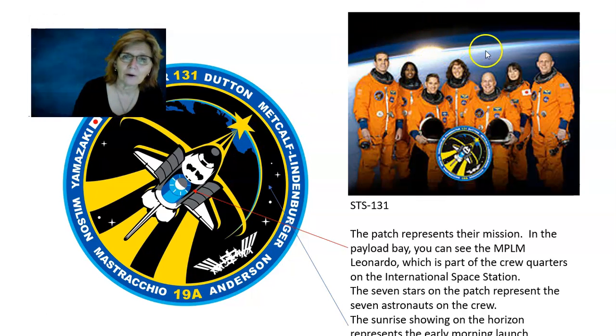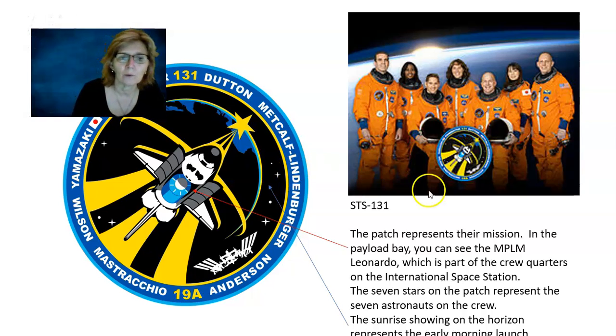If you look in the background of the astronaut picture, you'll notice that the sun is on the horizon. And on the patch, the sun is on the horizon. The reason this was so important for this particular mission is these astronauts had an early morning departure. When they launched, and that means takeoff, they launched at sunrise, which was very unique because that didn't usually happen. Usually launches are done midday, like late morning or early afternoon. So that's kind of important right there.